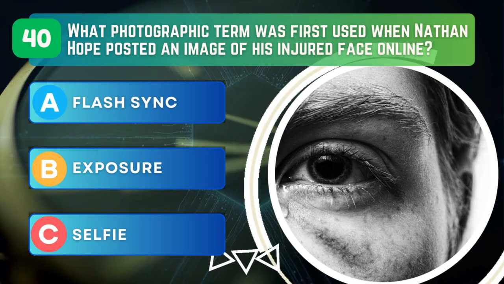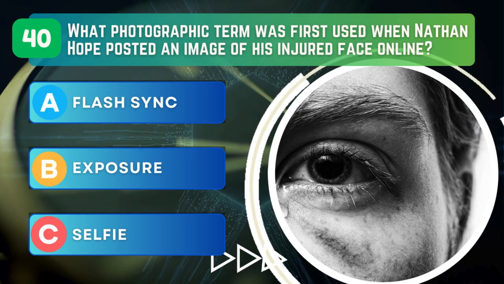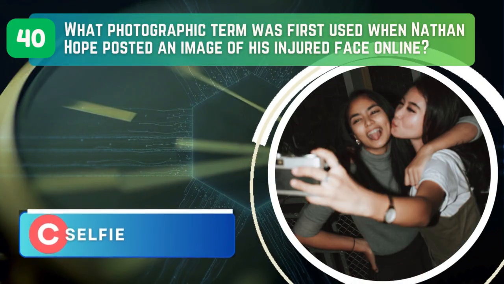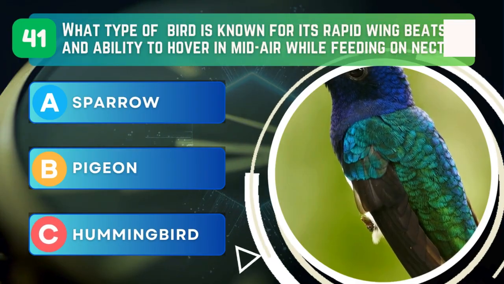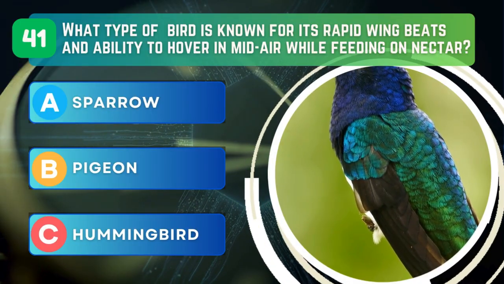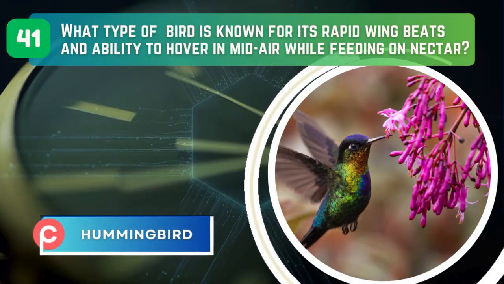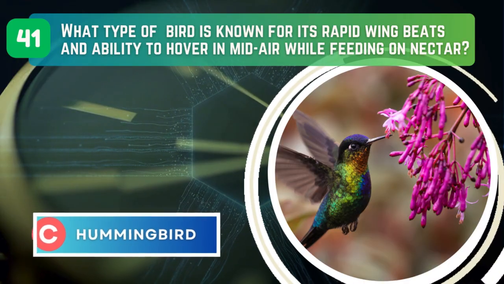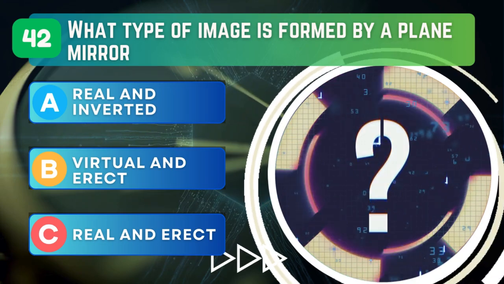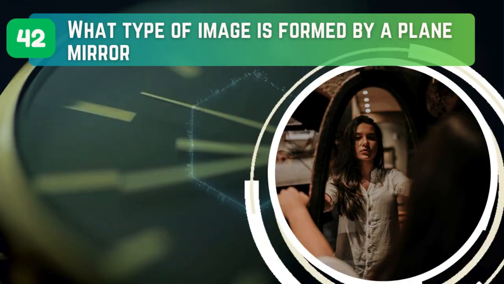What photographic term was first used when Nathan Hope posted an image of his injured face online? Selfie. What type of bird is known for its rapid wing beats and ability to hover in air while feeding on nectar? Hummingbird. What type of image is formed by a plane mirror? Virtual and erect.